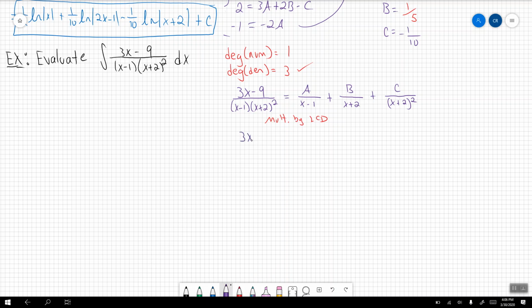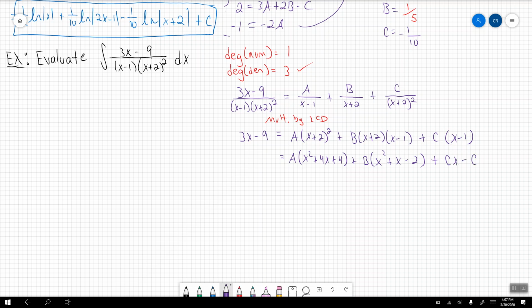Once we multiply by the LCD, we can smooth this out to be 3x minus 9 is equal to a times x plus 2 squared, plus b times x plus 2 times x minus 1, plus c times x minus 1. And once we have this, we can start distributing all of our factors here. This is going to be a times x squared plus 4x plus 4, plus b times x squared, that's going to be 2 minus 1, so plus x minus 2, and this is going to be cx minus c. Perfect. Let's distribute the coefficients now. ax squared plus 4ax plus 4a plus bx squared plus bx minus 2b.